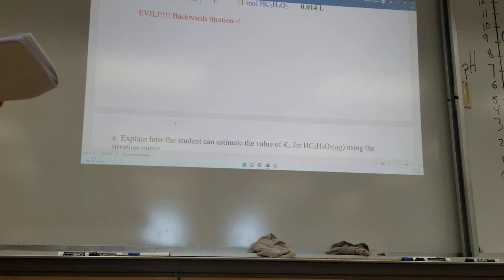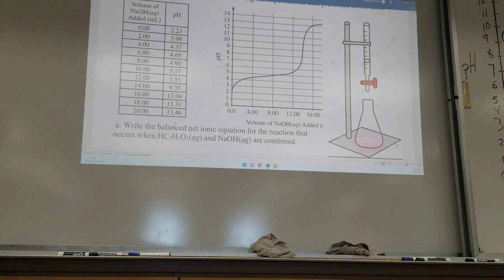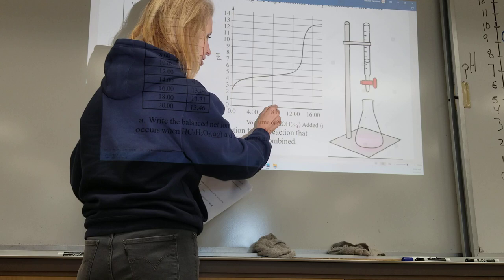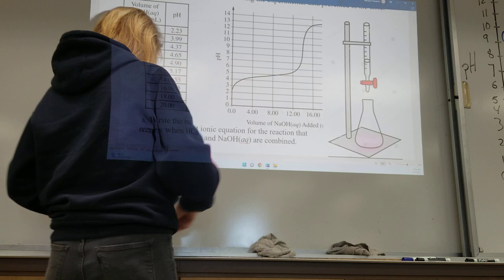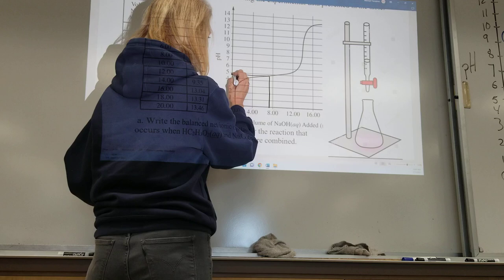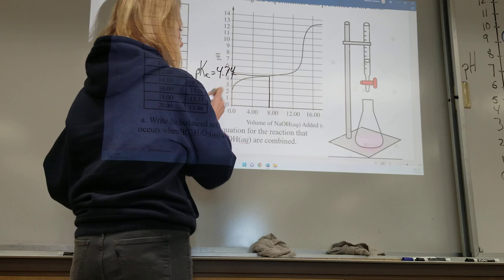Okay, got it? And the justification: at the half equivalence point, the pH of the solution is equal to pKa. What's the pH at the mid-equivalence point? Right here, 7 is exactly, what is that exactly? 4.74? Go to 7, go do that, label it. pKa equals 4.74, because this is acetic acid, and I know you know that.